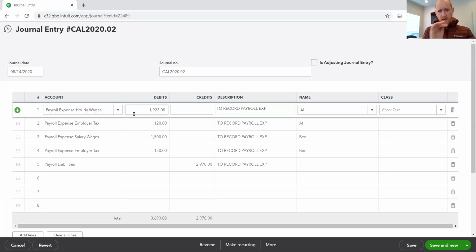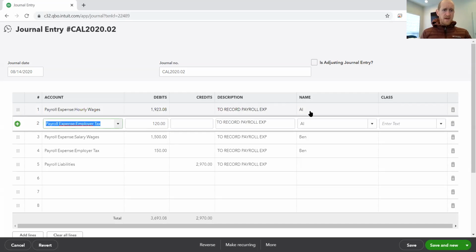So what you do is you go hourly. I put in Al's gross to record payroll expense. I put in the name Al. QuickBooks may not allow you to set them up as an employee. If it does, great. If it doesn't, I just put a vendor. It's fine. Just put him down as a vendor. Doesn't hurt. Okay. Then I put in his employer taxes. His employer taxes were actually $180.39.